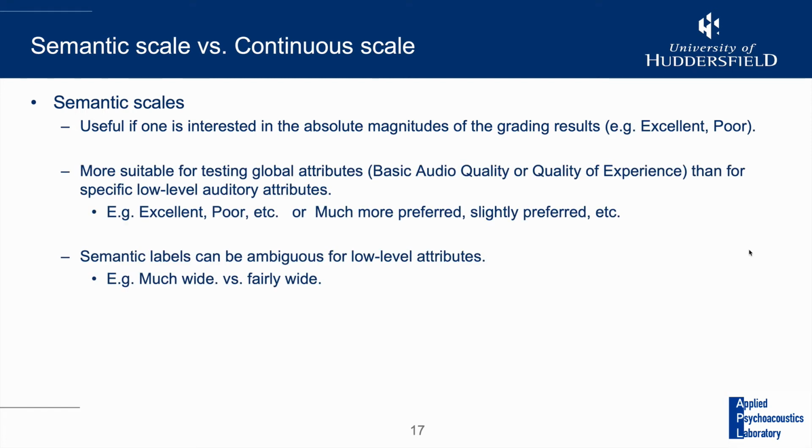So they are most suitable for testing absolute quality of global attributes like basic audio quality or quality of experience than for specific low-level auditory attributes. It's because semantic labels can be quite ambiguous for low-level attributes such as source width or envelopment. For example, describing differences in perceived width by saying much or slightly can be quite tricky because it is difficult to define how wide is defined to be much wide or fairly wide.